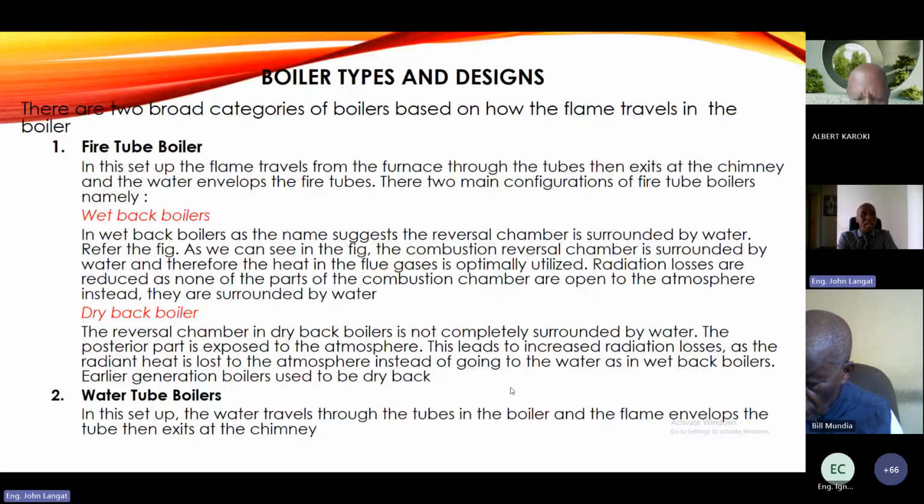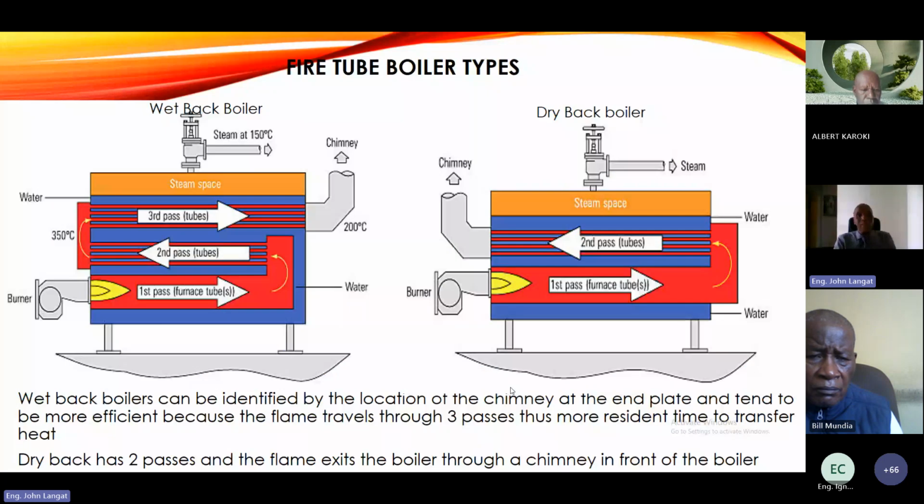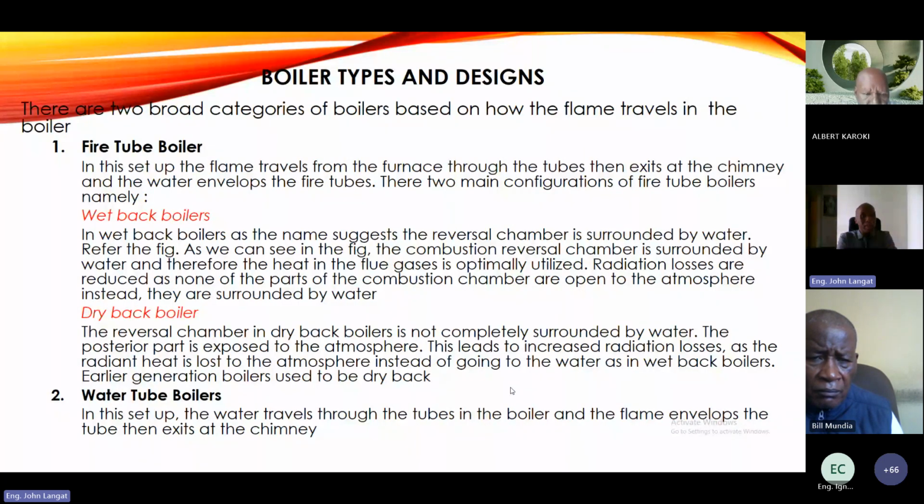Let's go to boiler types and designs. There's a diagram here, so let me just describe it, then we look at the diagrams. There are two broad categories of boilers based on how the flame travels inside the boiler. We have, one, the fire tube boilers, and two, the water tube boilers. Basically, the two describe what travels inside the tubes. For fire tube boilers, that's the example I gave, and that is the most common boiler here in Kenya and even in the world.